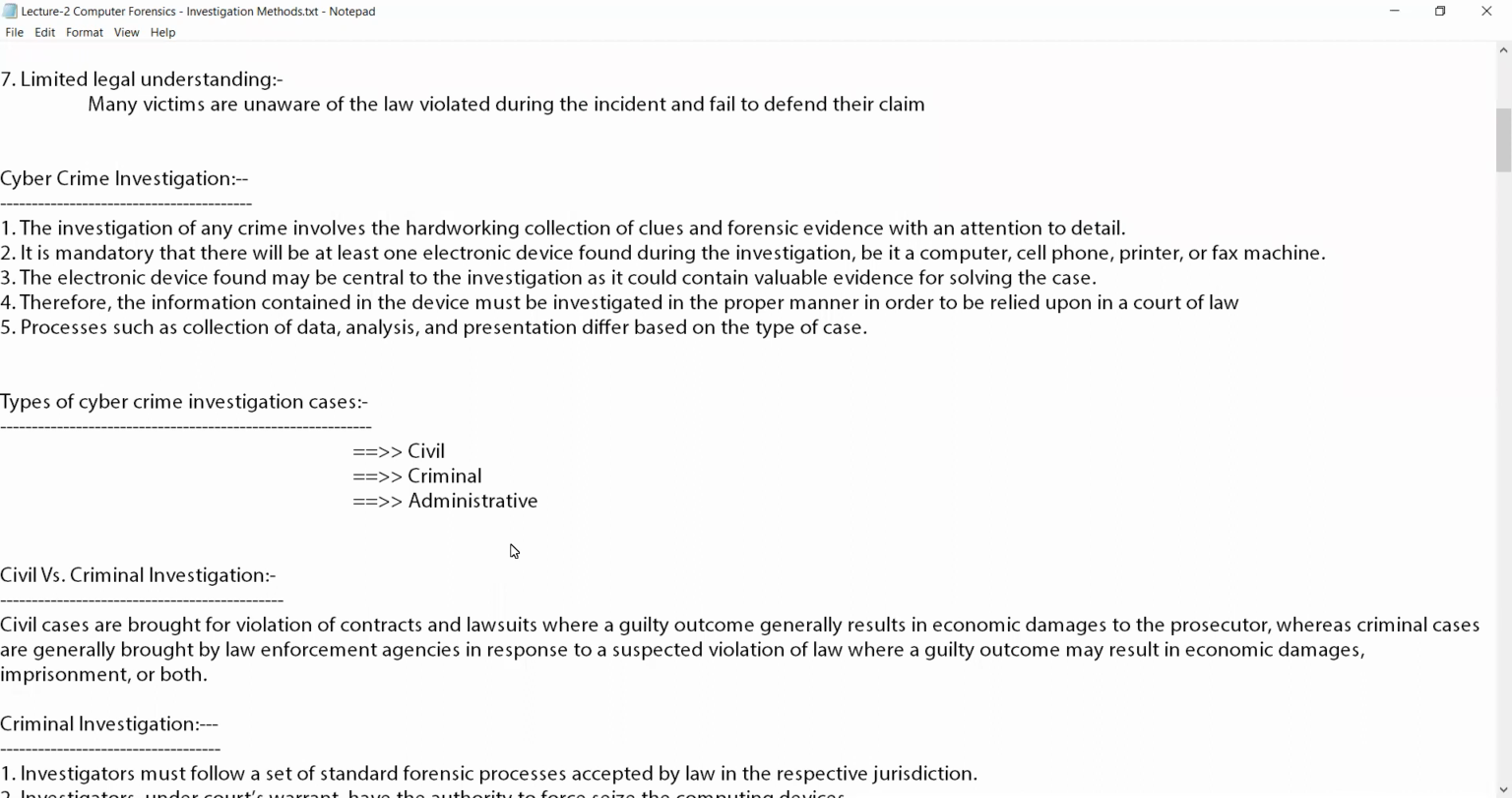The civil case is not a type of criminal case. It's just a normal civil case, because a big type of cyber criminal is not involved in this type of case. That's why these are called civil cases.